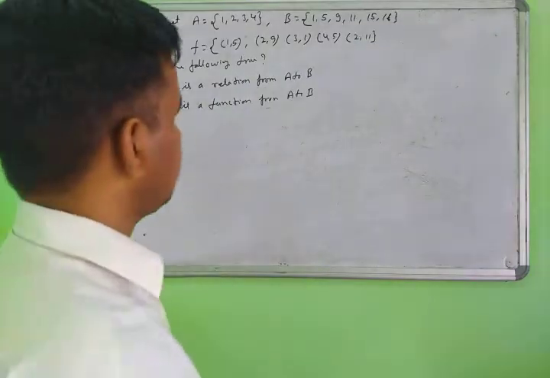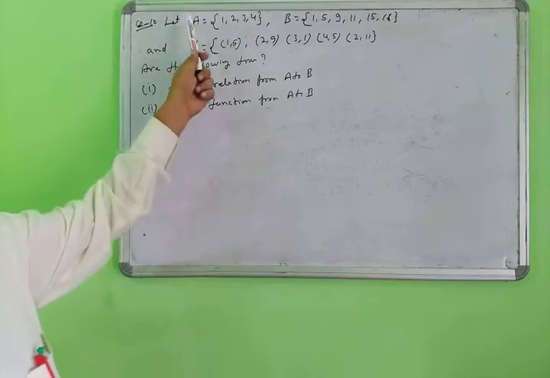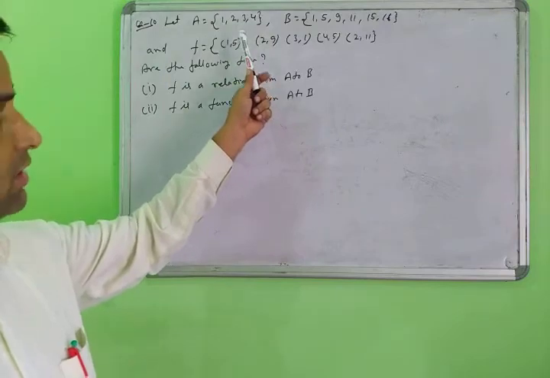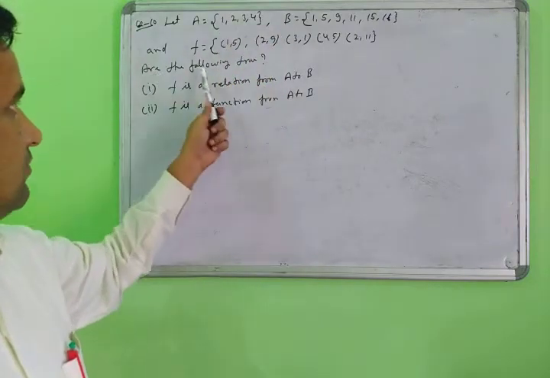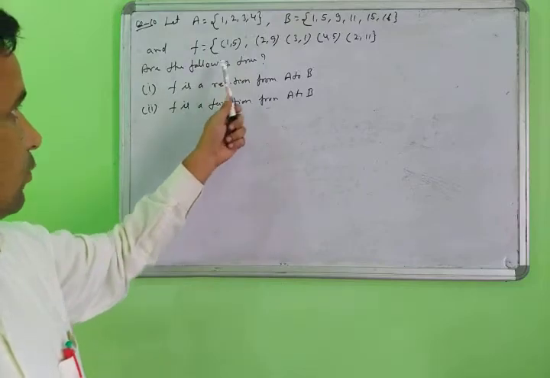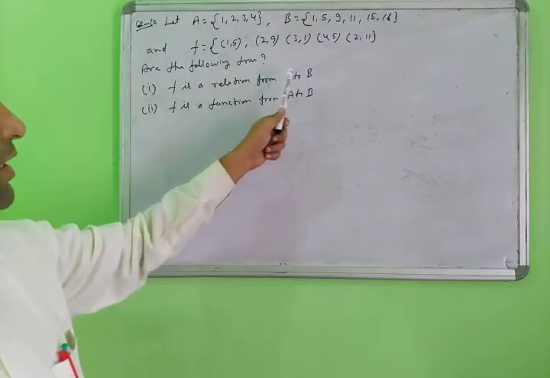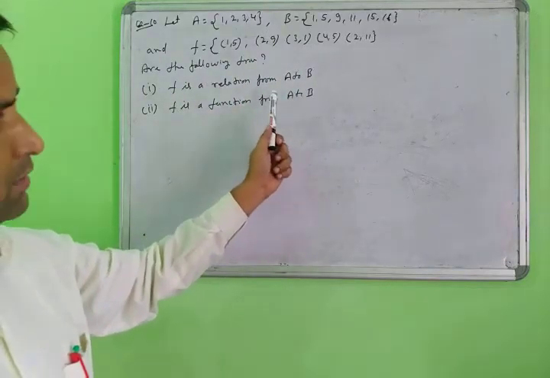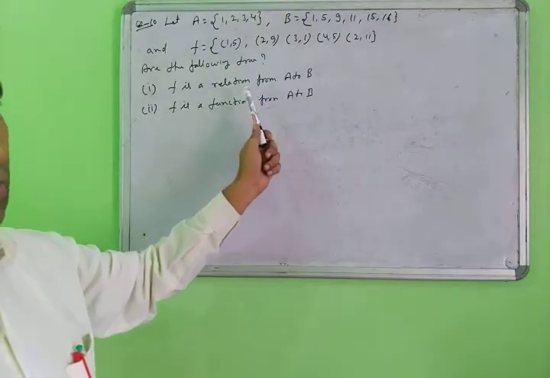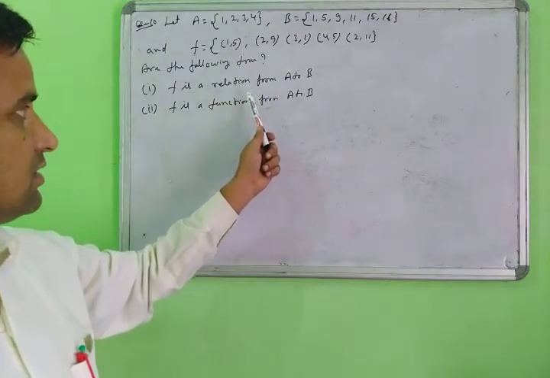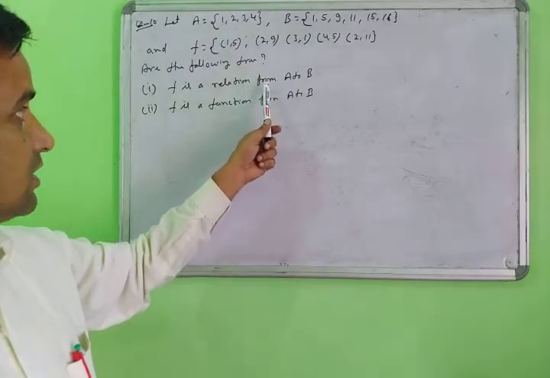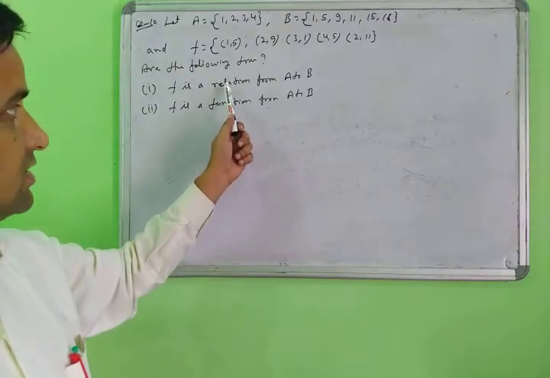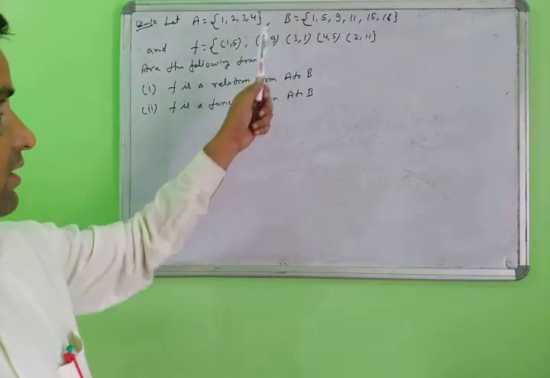Then next question, I am taking a different type of question here. Set A and set B are given, and the Cartesian product of set A and set B is also given. Are the following true? F is a relation from A to B, is it true? Then you write true. F is a function from A to B. If it is a function, then it is also a relation, but a function is a specific relation. Then you check whether it is a function or not. Every function is a relation.